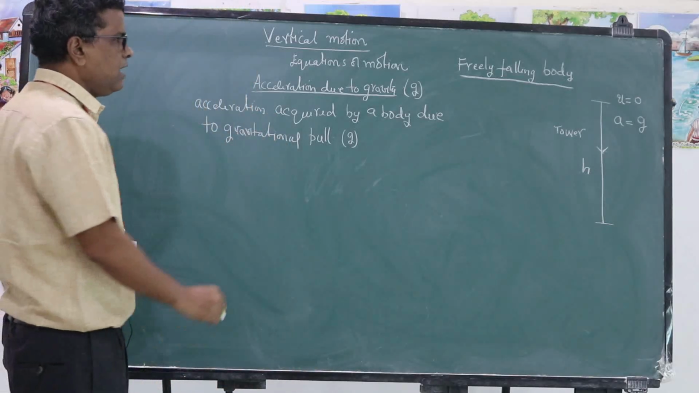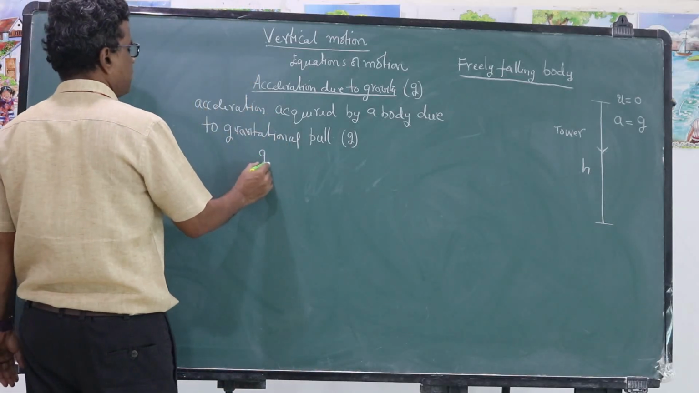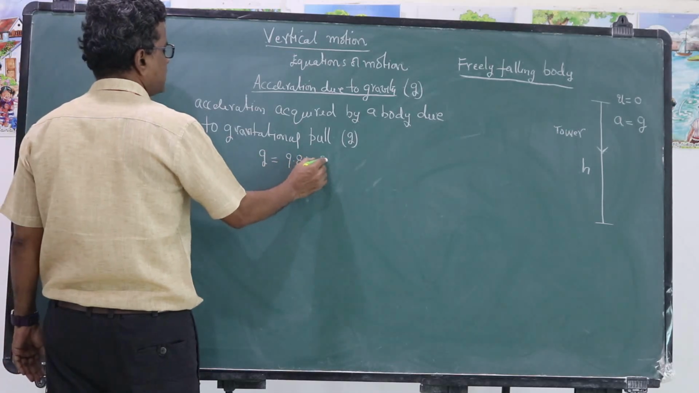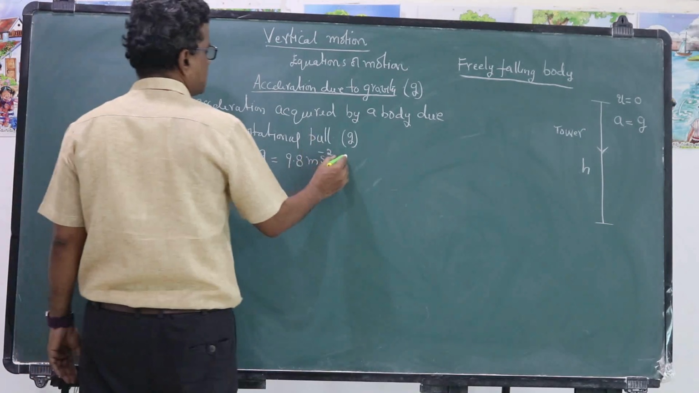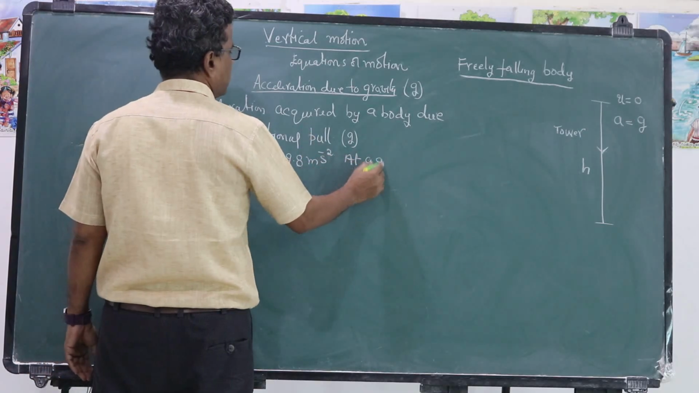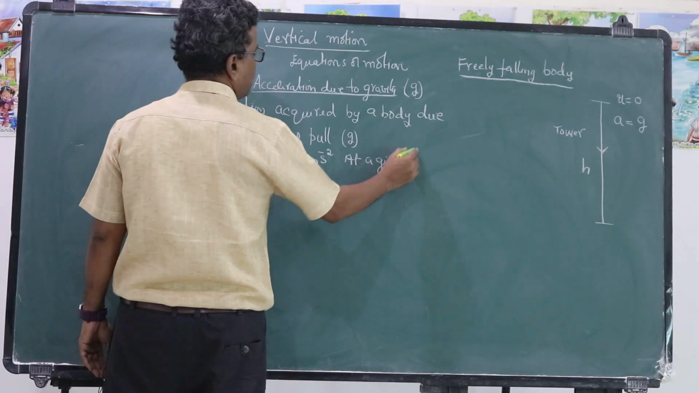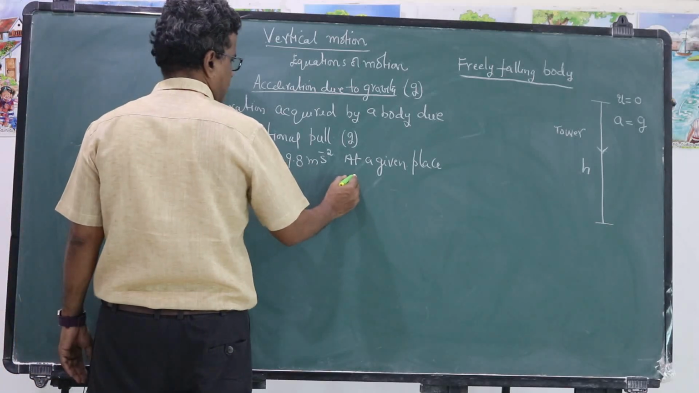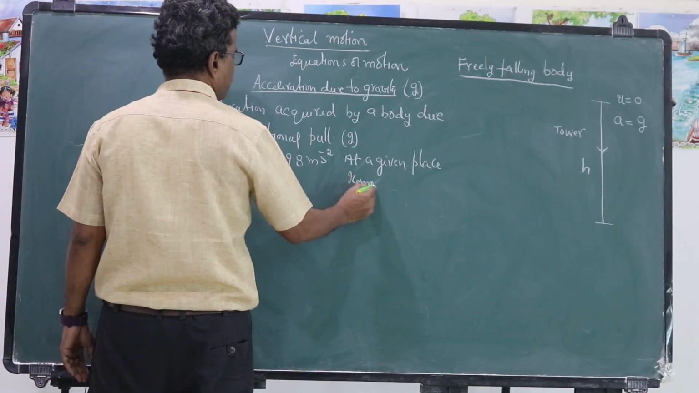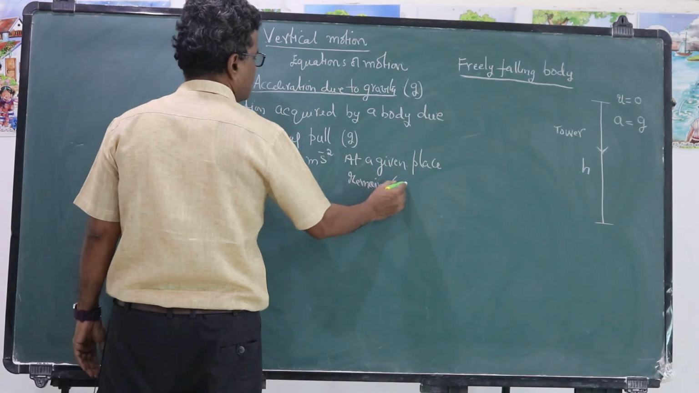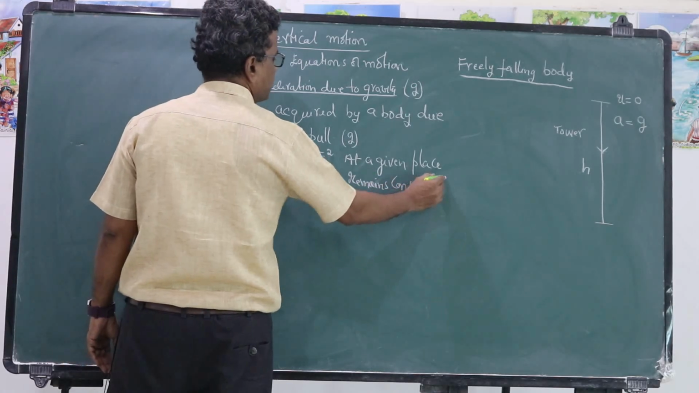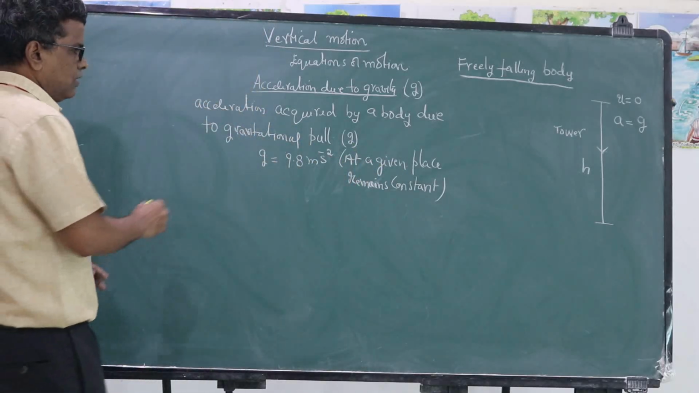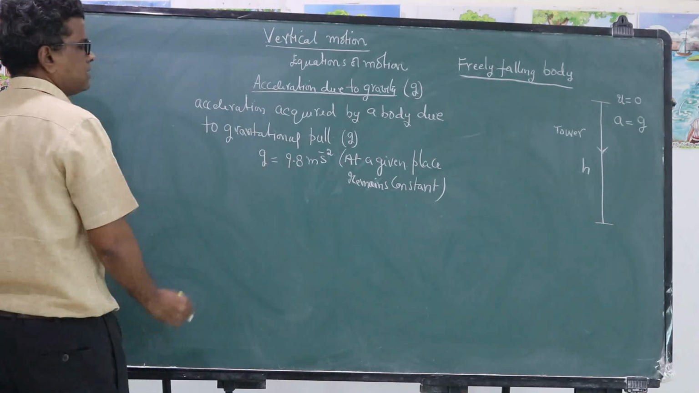This g value has a constant magnitude at a given place. Its value is 9.8 meter second to the power minus 2, which at a given place we can consider as a constant value. It won't change, so we take this g value as constant at a given place.